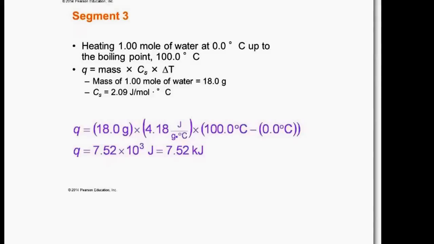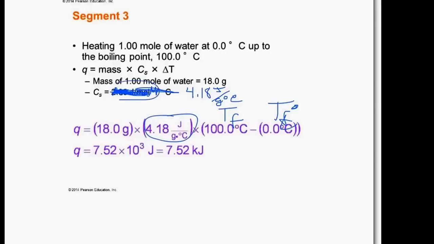So again, here's our T final, here's our T initial. We went from 0 to 100 degrees. We can look up, sorry, I just realized something. This is incorrect. That was the value for ice. We need the heat capacity for water, for liquid, and it's 4.18 joule per gram per Celsius, which is correct down here. It just wasn't up here for some reason. Little typo, little mistakes get made.